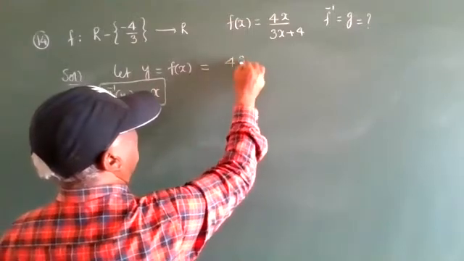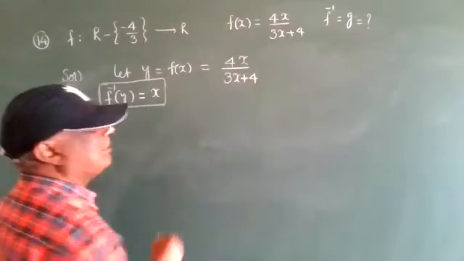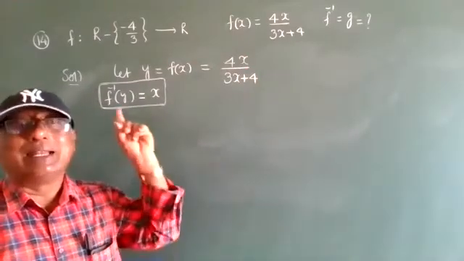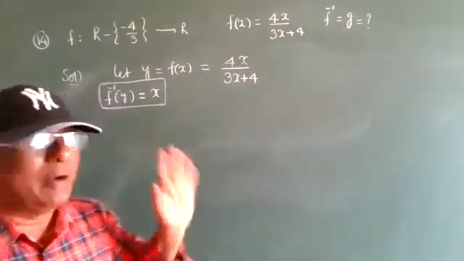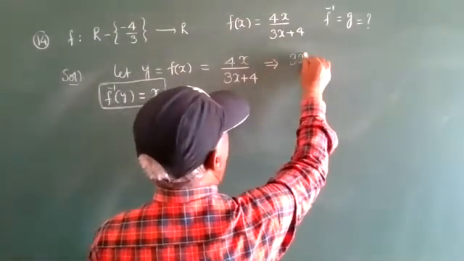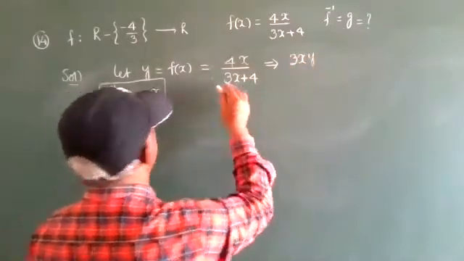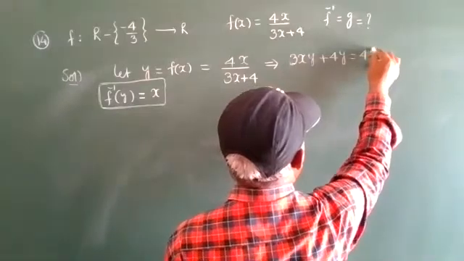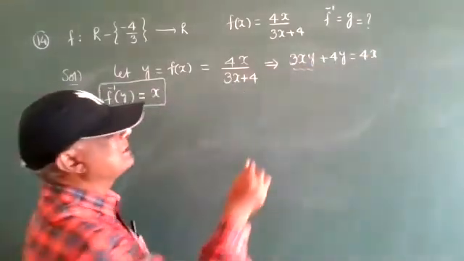What is the f of x value? Write down 4x by 3x plus 4. Find the x value in terms of y. Cross multiplication. So 3xy plus 4y is equal to 4x. Bring the x terms to one side and find out the x value.